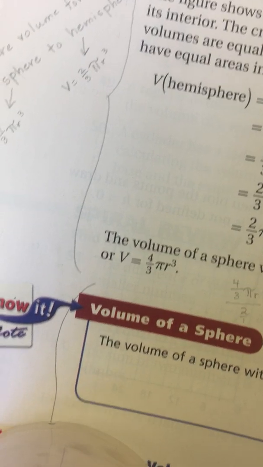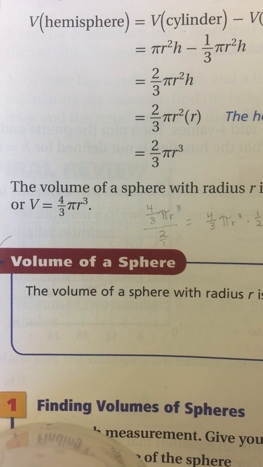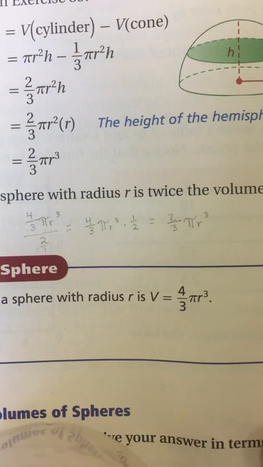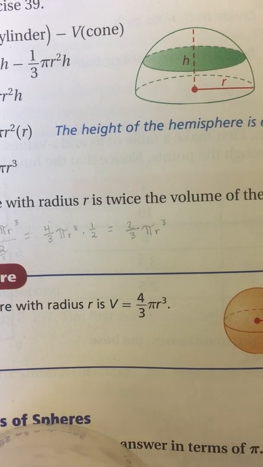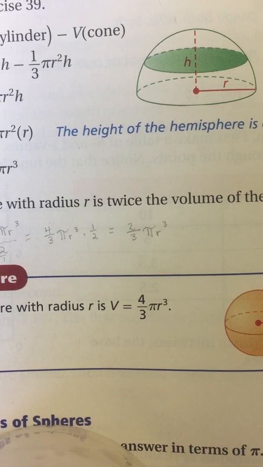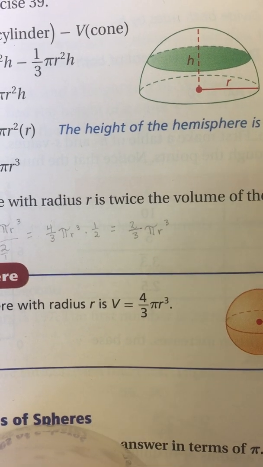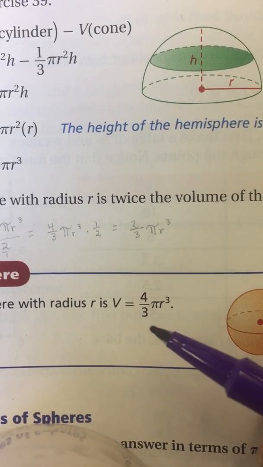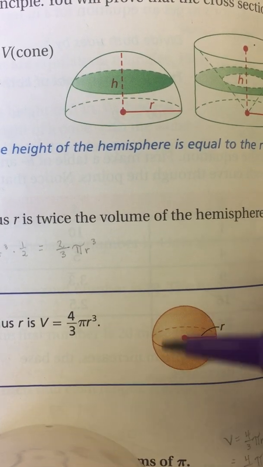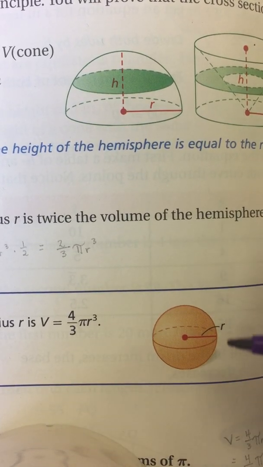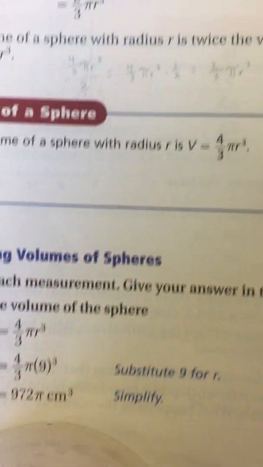Let's jump down and look at the formula for the volume of a sphere. The volume of a sphere with radius r is volume equals 4/3 pi r cubed. Now make sure that you don't overlook that this is cubed and that you're multiplying it by 4/3 to find out how much sand or liquid it would take to fill this entire sphere. Okay, so let's practice that.